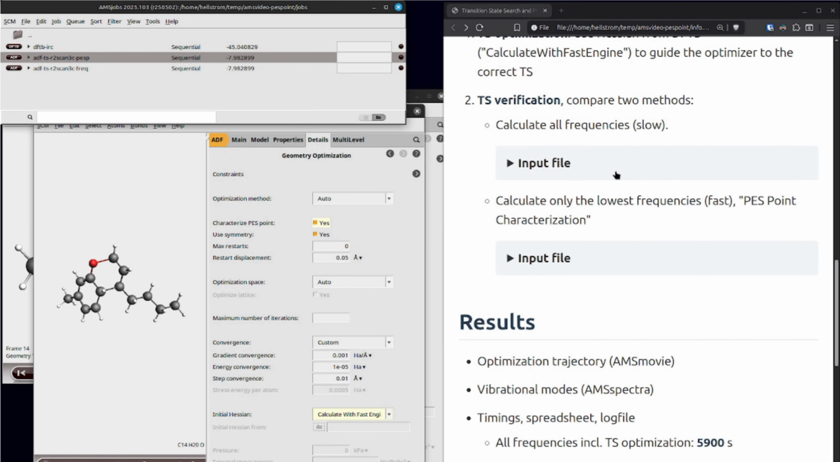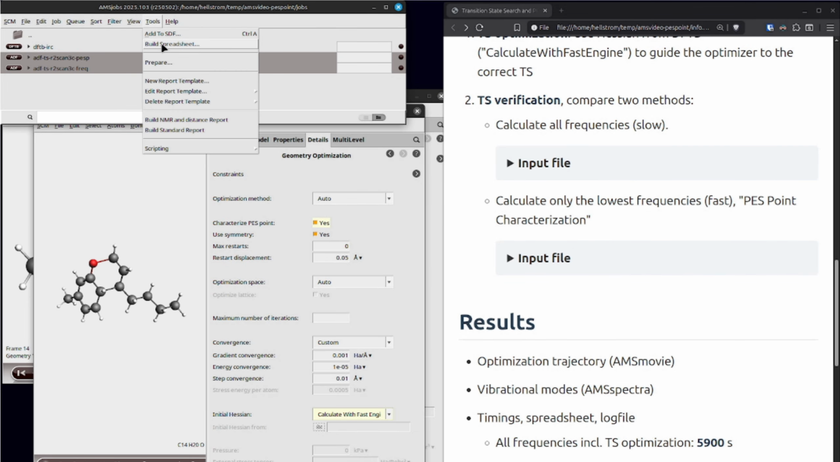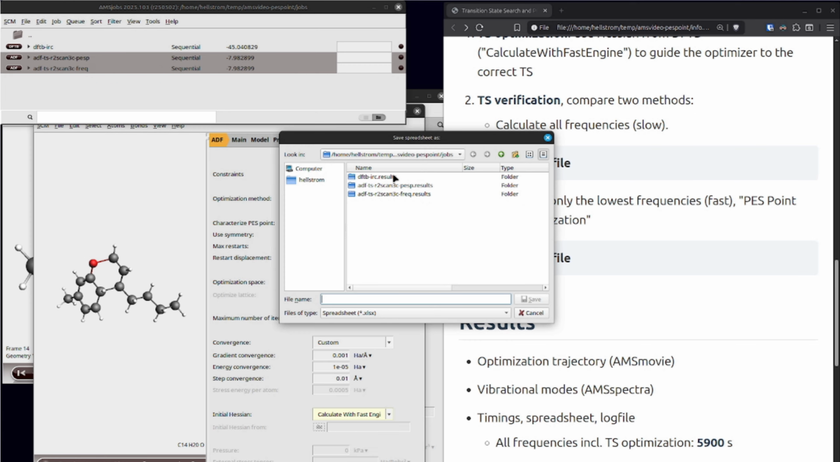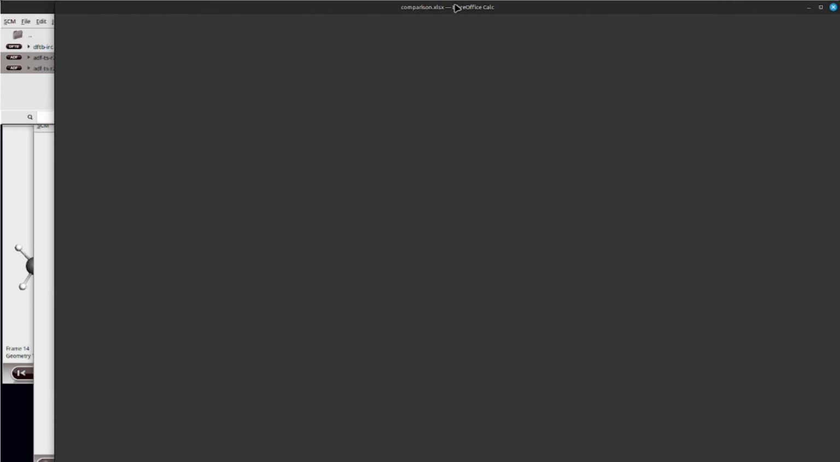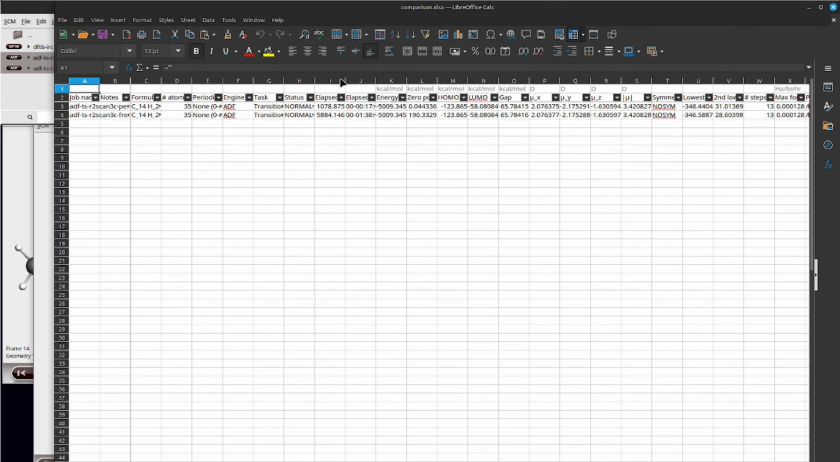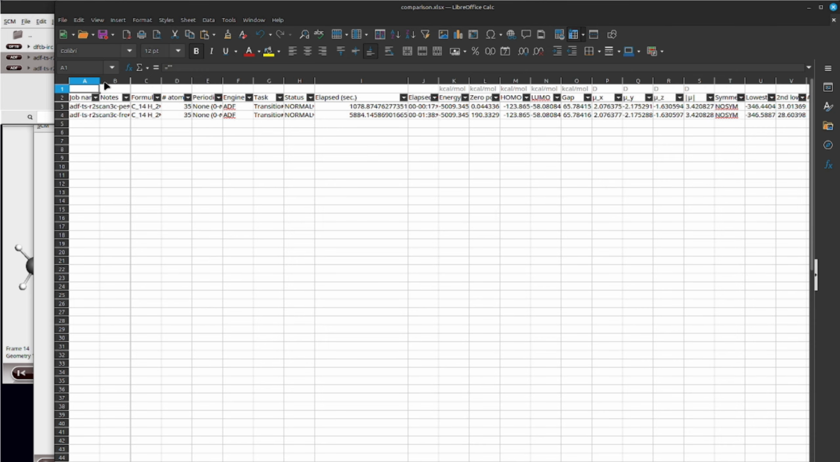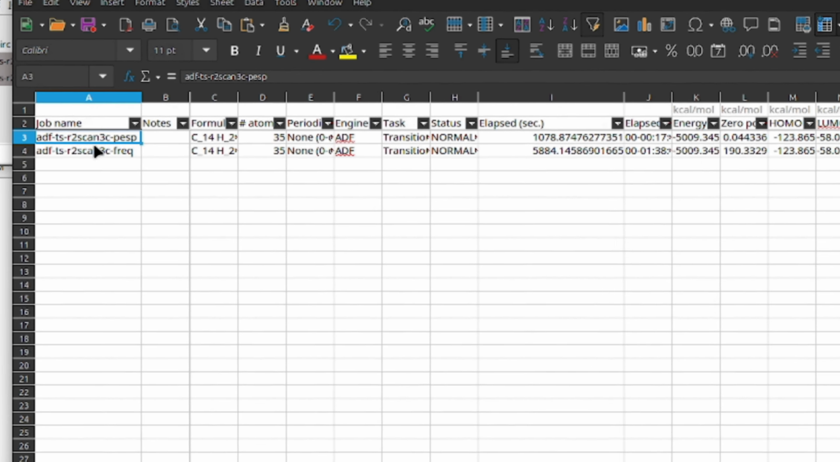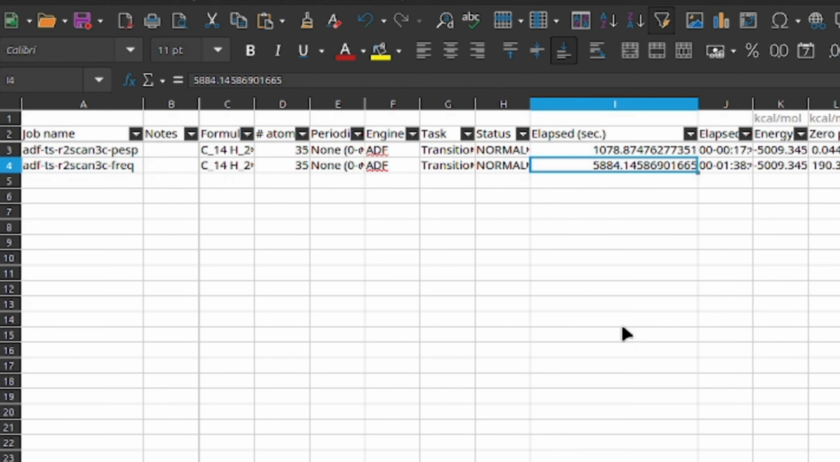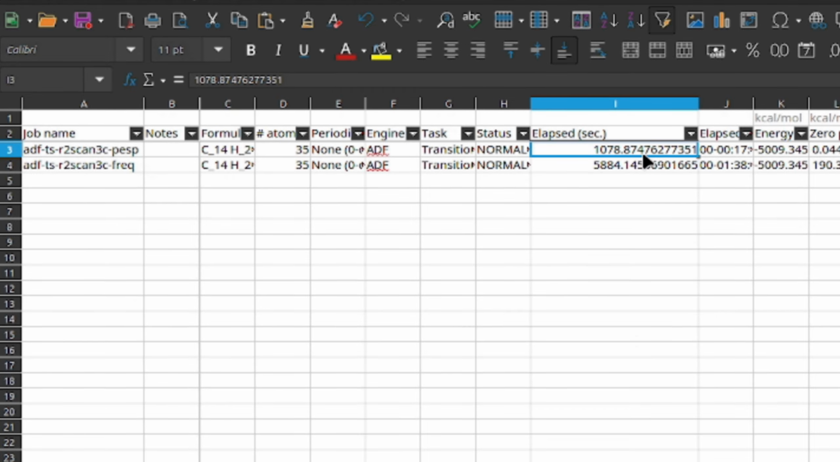So let's compare the timings as well. I can do that if I select these jobs and I build a spreadsheet. Maybe I save it as comparison. Then we can see here in the elapsed time column, and we can compare these two jobs. So when I calculate all the frequencies, it took about 5,900 seconds, and for the PESPointCharacter, it took about 1,100 seconds. And actually a lot of this time is the initial optimization, so the PESPointCharacter is a lot faster than calculating all the frequencies in this case.